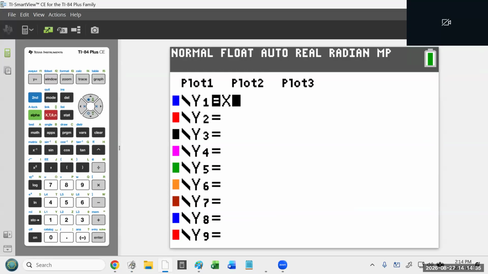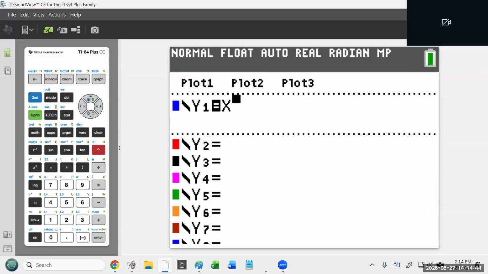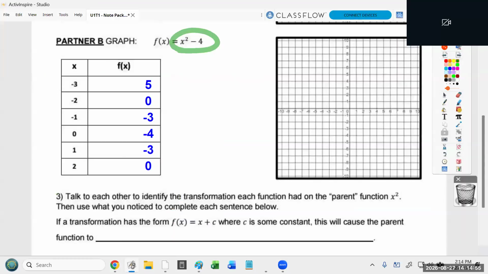X, I'm not going to just type 2. That's wrong. I need to tell the calculator with this little arrow button, I want something up there in the exponent position. Then I type 2. Now I'm done with the exponent. That's why I push the arrow. And then I'll type minus 4.